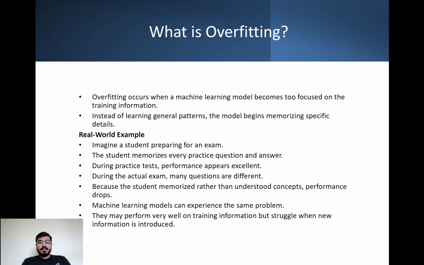So now let's discuss one of the most common challenges in machine learning, which is overfitting. Overfitting happens when a model becomes too focused on the information used during training. Instead of learning general patterns, the model starts memorizing specific details. At first, this may sound like a good thing. After all, memorization seems like learning. However, the problem appears when new information is introduced.